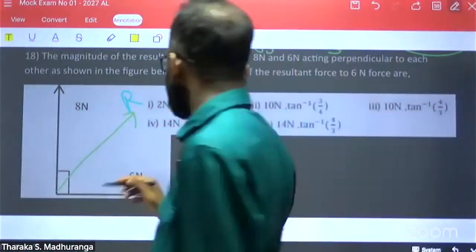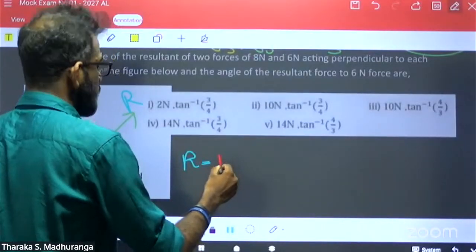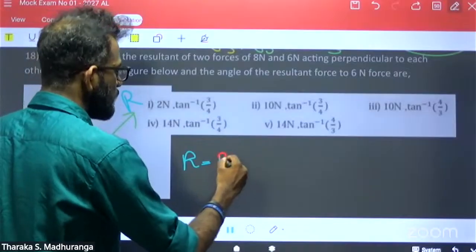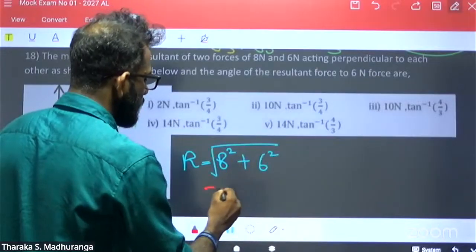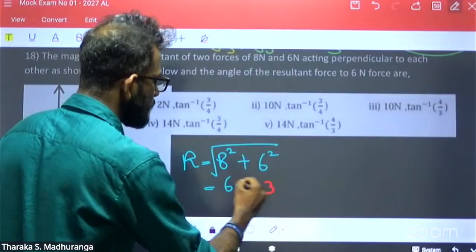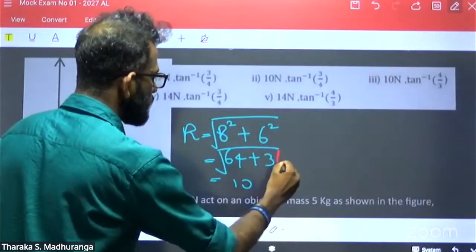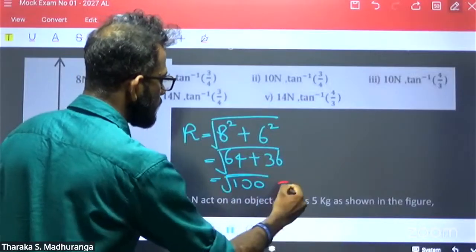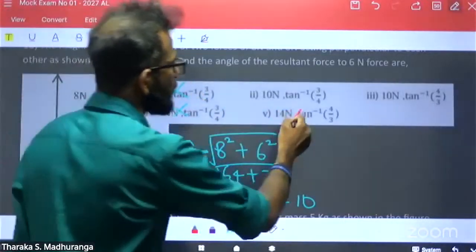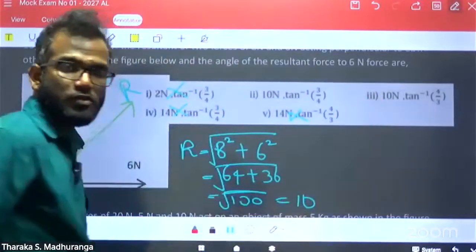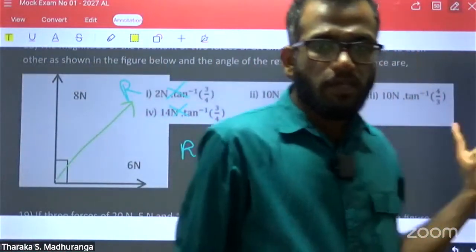The resultant force R equals the square root of P squared plus Q squared. That means the square root of 8 squared plus 6 squared, 64 plus 36. It means 100, square root, it is 10. The magnitude is 10, then we can remove all these answers. But we have two doubts. The answer is 10, the second one or third one.